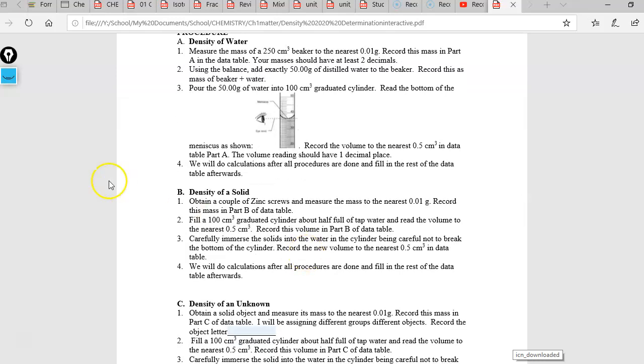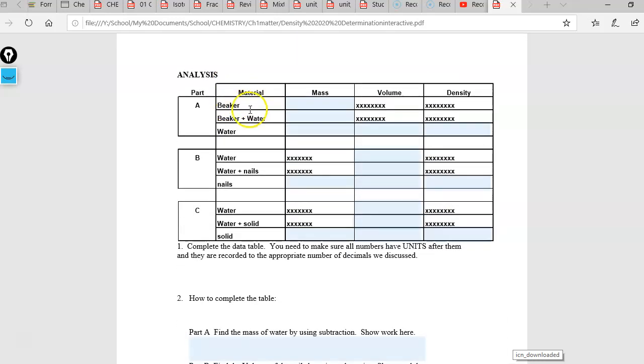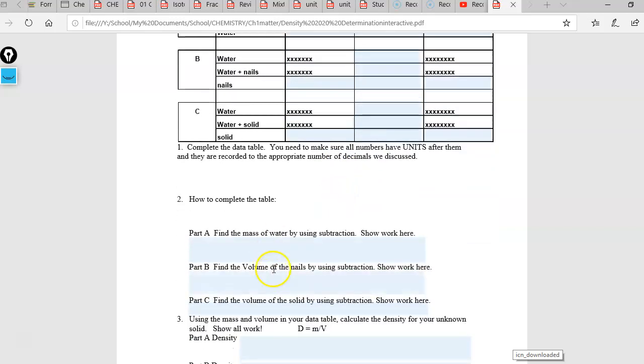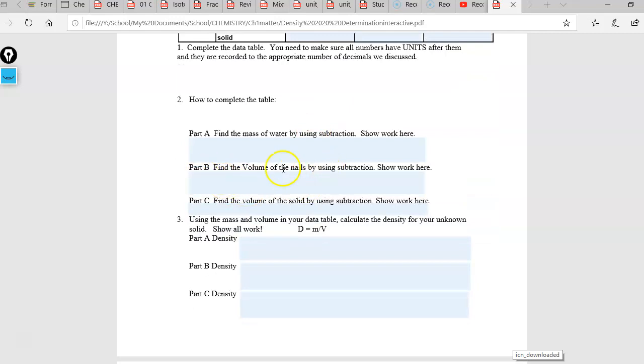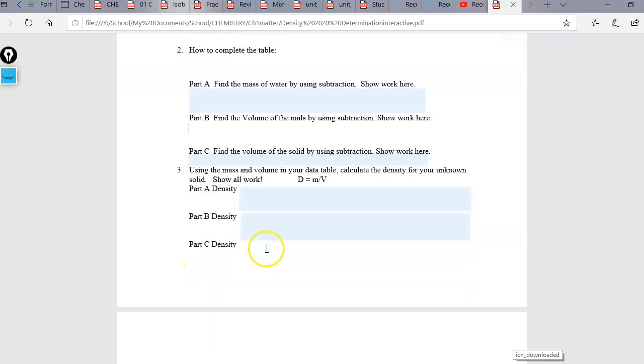Alright, in my next video, you will be seeing how I did all the procedures. All you do is record your data in your data table. When you are done watching the video, you can do part A, finding the mass of water by subtraction, but you may see watching the video that you already have it. And part B, finding the volume of the nails. Type all your work into the boxes. Number 3, part A density, part B density, you can do that also.